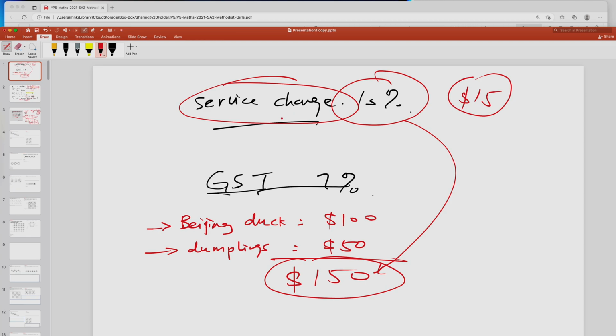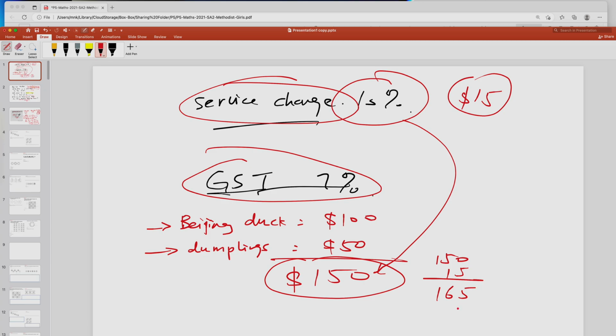And then now, because there is a GST, the GST will be on the food price of 150 plus the service charge, and then this total is 165. And then on this 165 you need to pay the GST 7%. So it's 165.